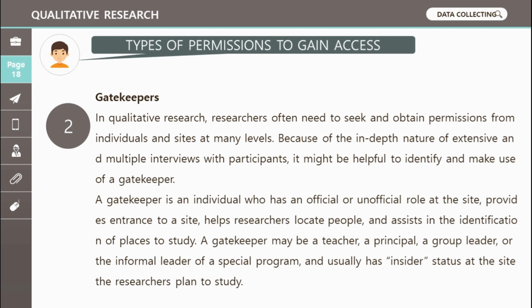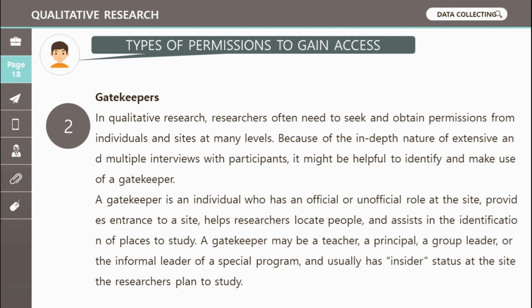The second type of permission to gain access is gatekeepers. In qualitative research, researchers often need to seek and obtain permissions from individuals and sites at many levels. Because of the in-depth nature of extensive and multiple interviews with participants, it might be helpful to identify and make use of a gatekeeper. A gatekeeper is an individual who has an official or unofficial role at the site, provides entrance to a site, helps researchers to locate people, and assists in the identification of places to study.